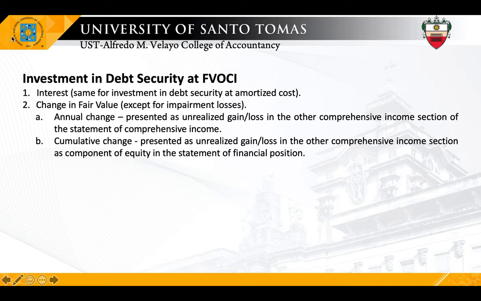Now, we also have the concept of cumulative change. This is the fair value change from the acquisition date up to the latest reporting date. So, presented as unrealized gain or loss in other comprehensive income pa din, pero nasa equity ng statement of financial position. So, again, annual change is in OCI, in the statement of comprehensive income, whereas cumulative change is accumulated in other comprehensive income in equity in the statement of financial position.